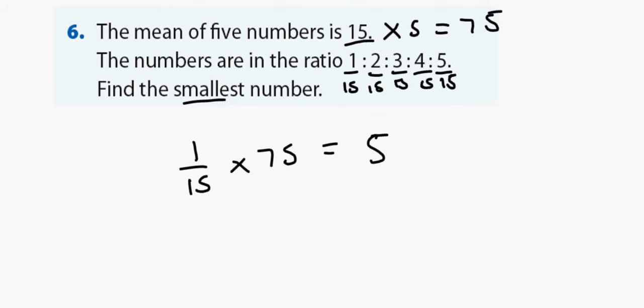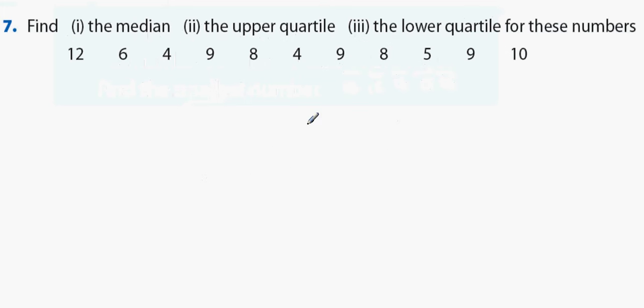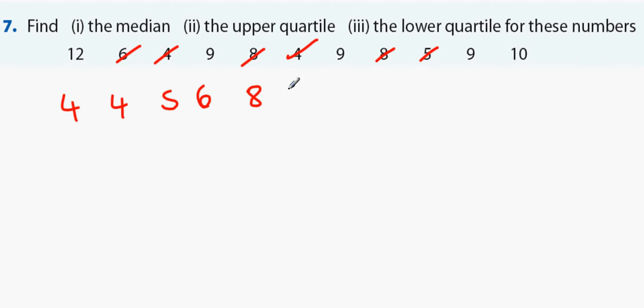Now, number 7. In order to do this, we again have to arrange them in order of size. So the smallest number I'm seeing is 2 4s. Okay, so we'll start off with 4, 4. We have 1 5. We have a 6. We have an 8. 2 8s, 8 8. We have 3 9s, 9 9 9.